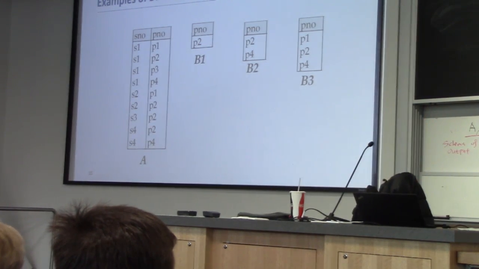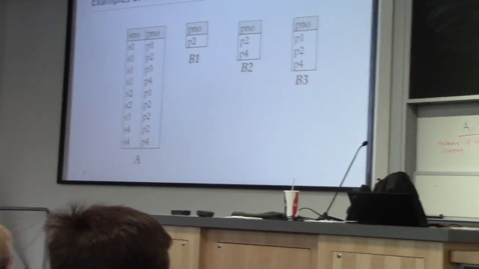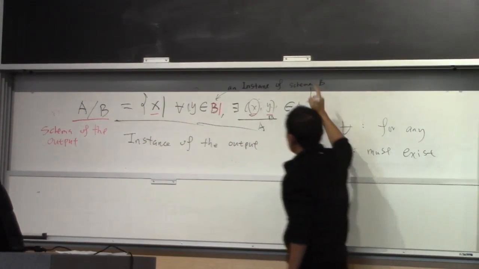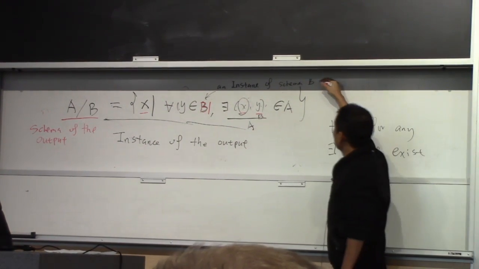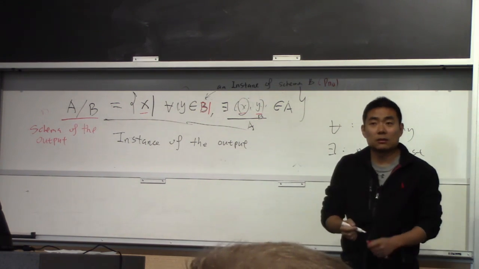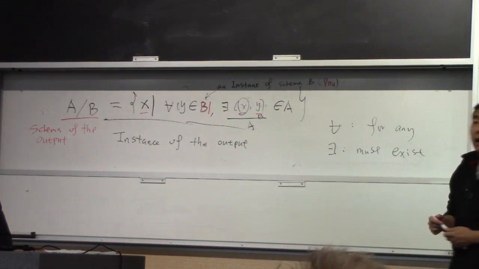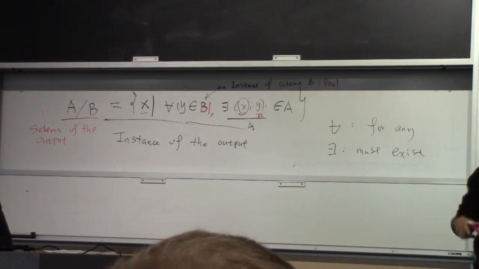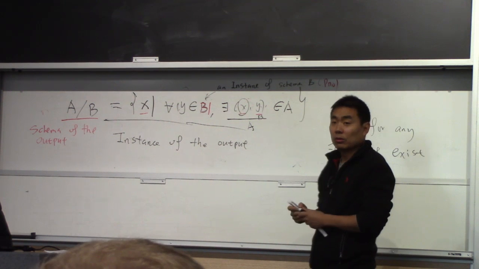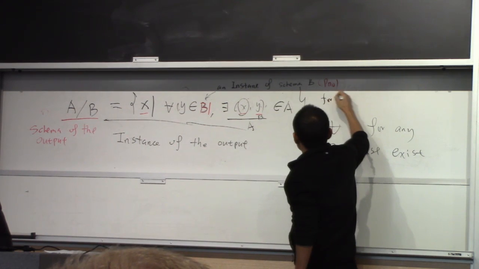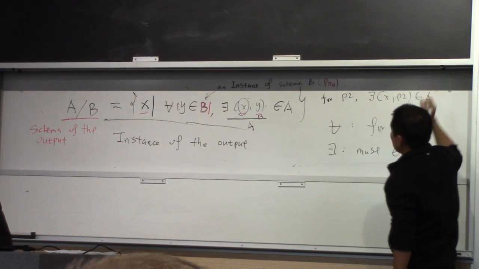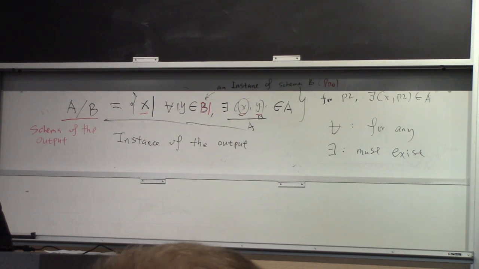Before I show you an answer, let's come back and look at the definition. So in this case, this becomes B1, right? Because that's my instance. It's an instance from the schema B. Schema B is this product number, right? Any Y from B1, any record in B1. How many records do you have in B1? Only one record. Does that make sense? Which is P2. So for P2, there must exist a record XP2 from A. That's what it says. Right? You follow me?